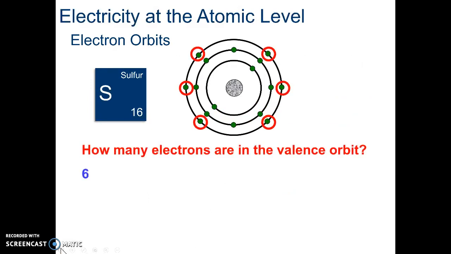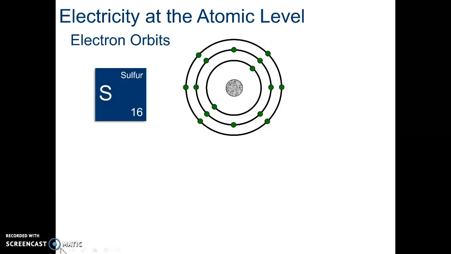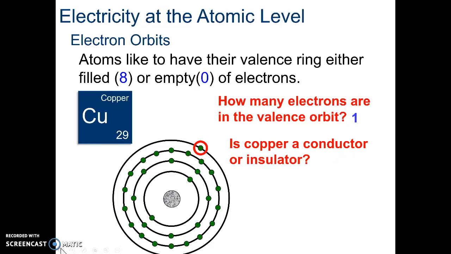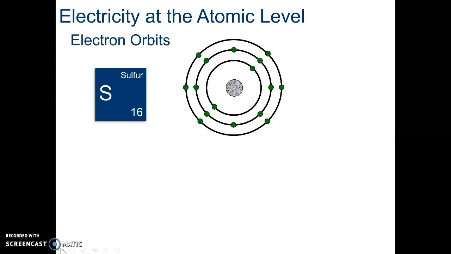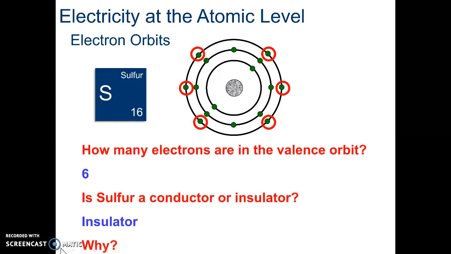Sulfur has 6. And because it has 6 and it's going towards 8, it's going to be an insulator. It's not going to readily give that electron away. So if we go back, because this one's going to give that electron away and get rid of it to get down to 0, it's going to be a conductor. Because this one is going to take ones in, it's going to be an insulator.